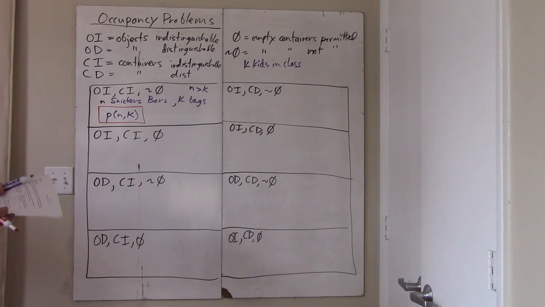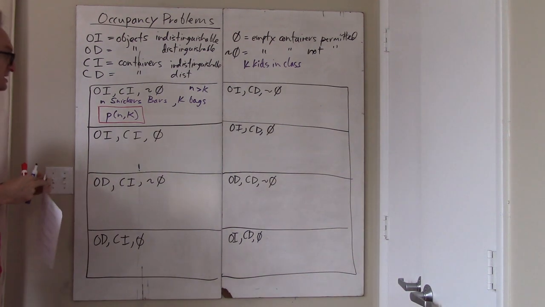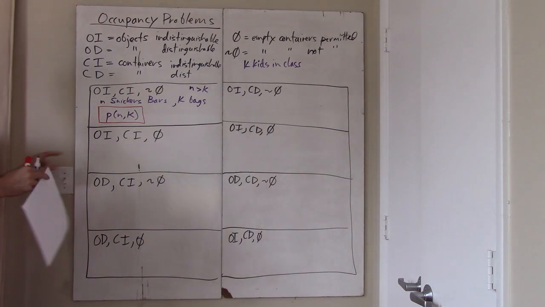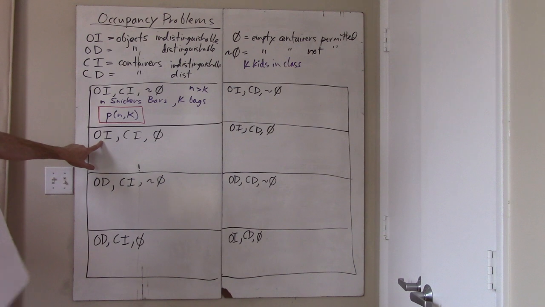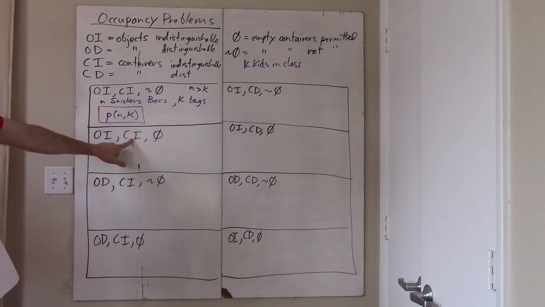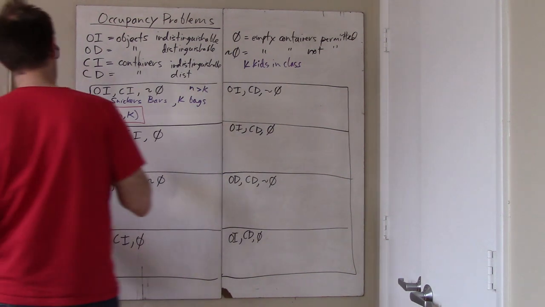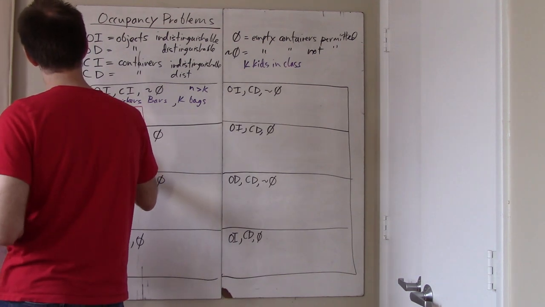Okay, hopefully you're getting the hang of this. So now, let's mix it up a little bit. Suppose that the objects are still indistinguishable, so we still just have N Snickers bars. And the containers are still indistinguishable because we are still just preparing K bags. We're still the cafeteria worker, we still have Snickers bars.